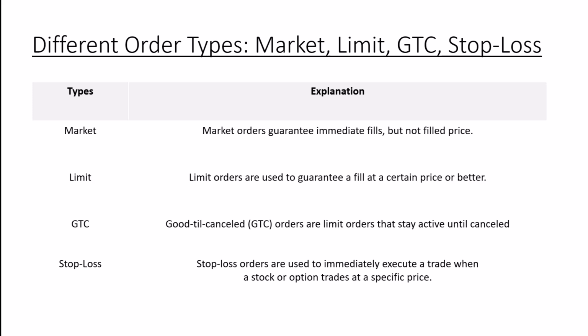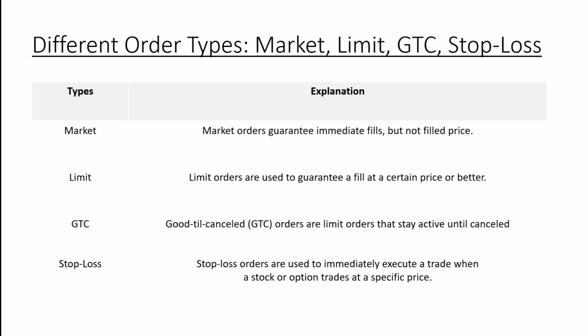Welcome back, YouTube. Today we are talking about different order types, specifically the market order, the limit order, the good till cancel order, short GTC, and the stop loss order. Let's give you a brief overview of what these four order types are. Mind you, there are more order types, but these are the most common ones.